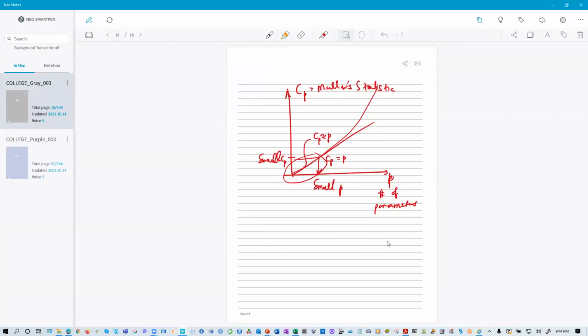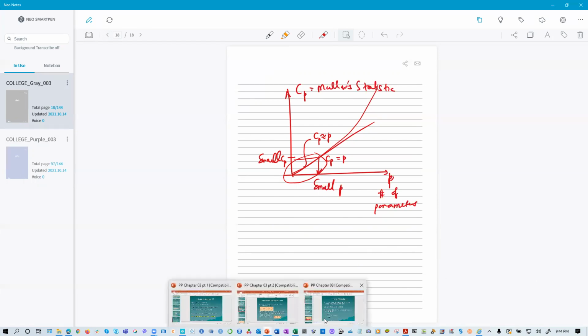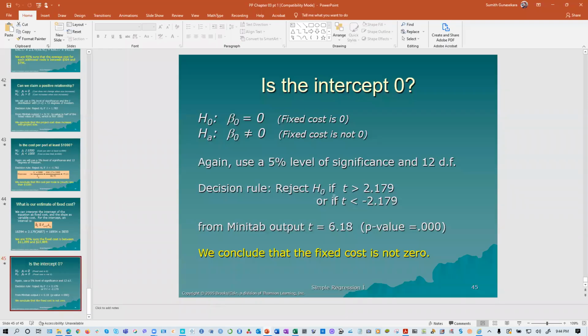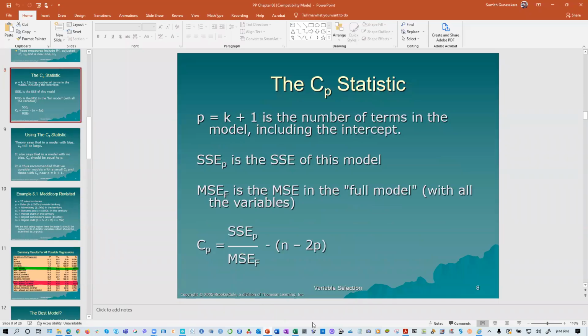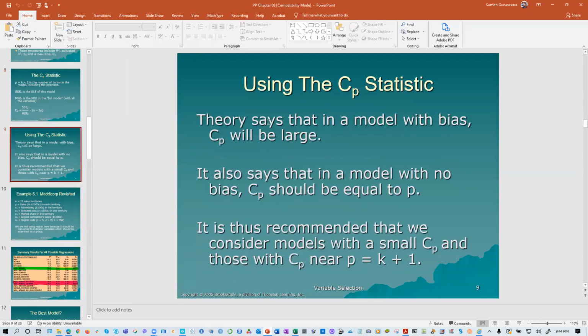That means fewer regressors would produce a smaller CP. You need the smaller CP. This one, chapter 3, we don't need. When CP is large, the models are very biased. We don't need the biased one; we need the unbiased one. They also say that for a model with no bias, CP should be equal to P.